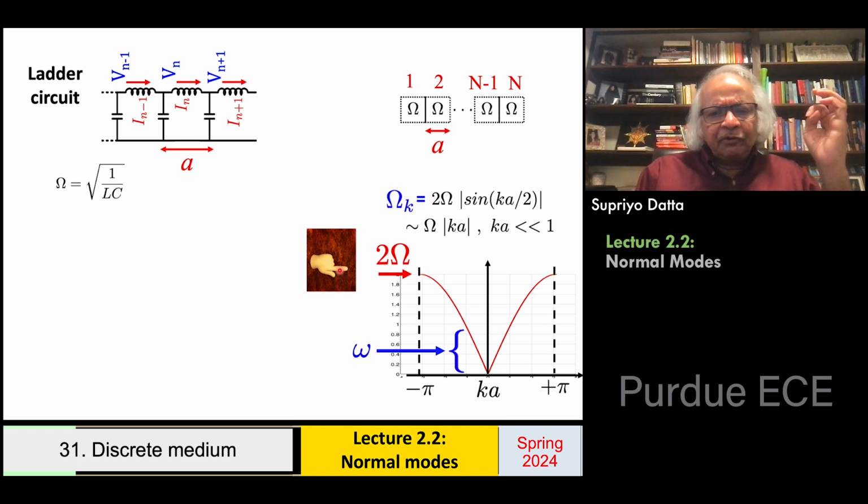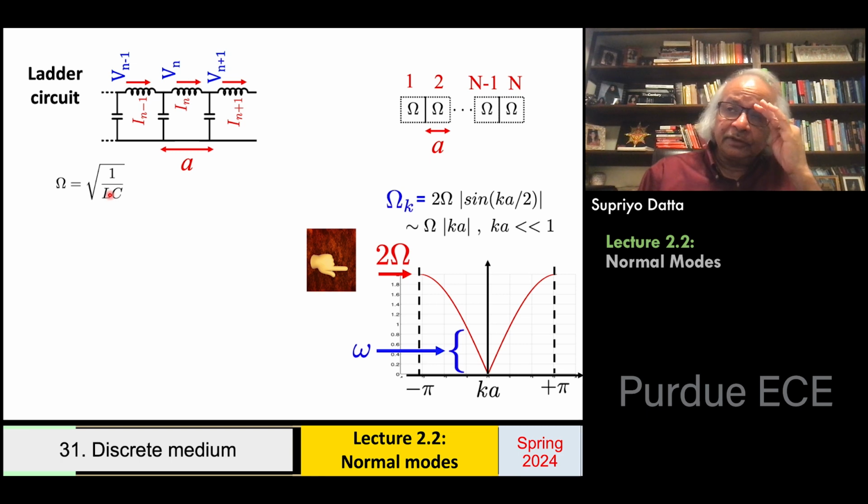Now, how real is this? Do you really have this cutoff frequency? And the answer is yes. If you had a ladder circuit like what we considered, the one with these L's and C's, each having a length of this section of length a, then indeed there is an upper cutoff frequency determined by the square root of 1 over LC.